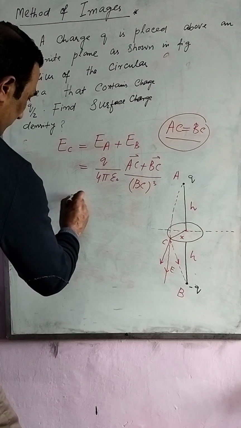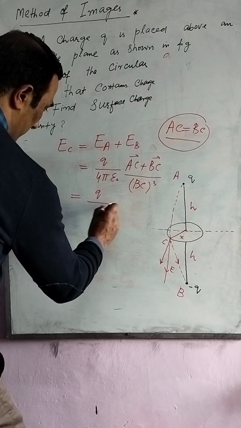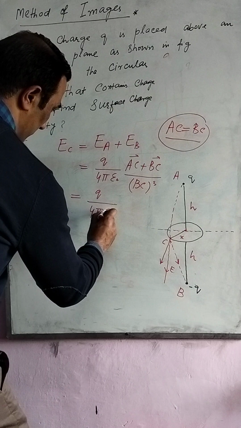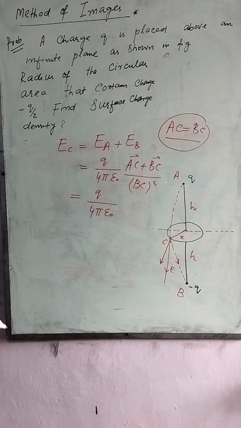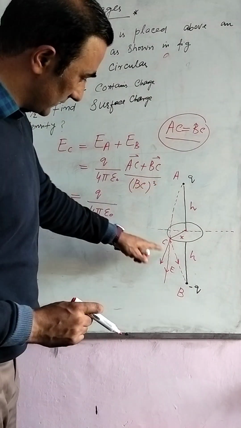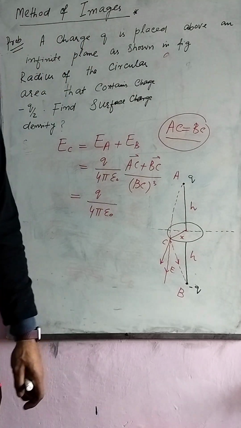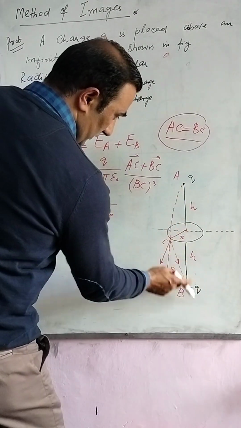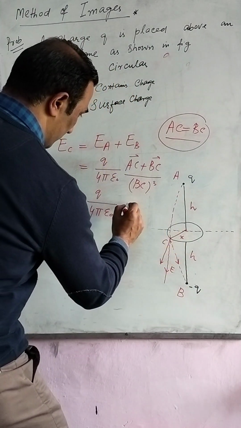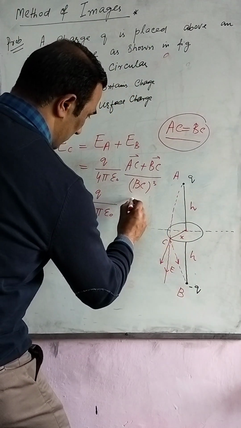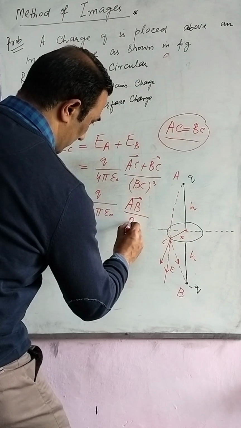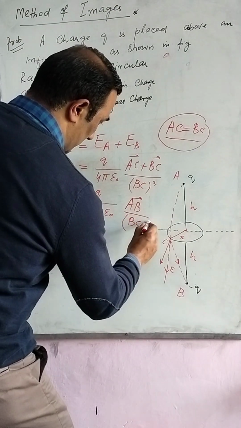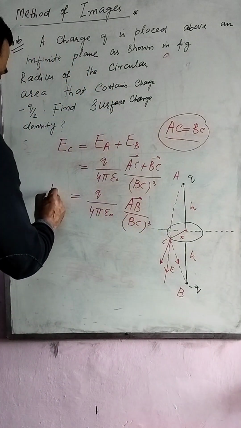Or you can rewrite this equation as Q upon 4 pi epsilon naught. And what will be AC plus BC here? That AC plus BC vector will be equal to AB, because you can use that. So this will be AB vector upon BC cube. Okay. So this is the electric field at point C.